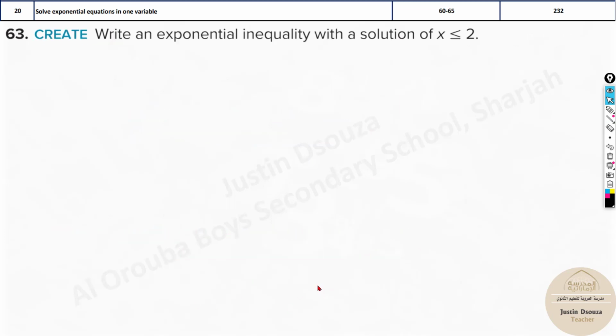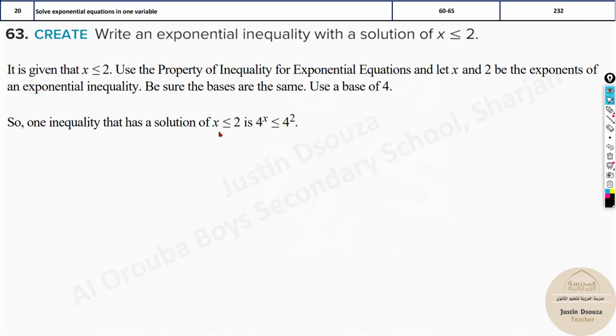That's the answer. Now write an exponential inequality with the solution x is less than or equal to 2. So what you can do is you can just take any power to anything, because it'll be the same. So you can just take e to the power x will be less than or equal to e to the power 2. Now, let's just check the answer. You must do the operation on both the sides.